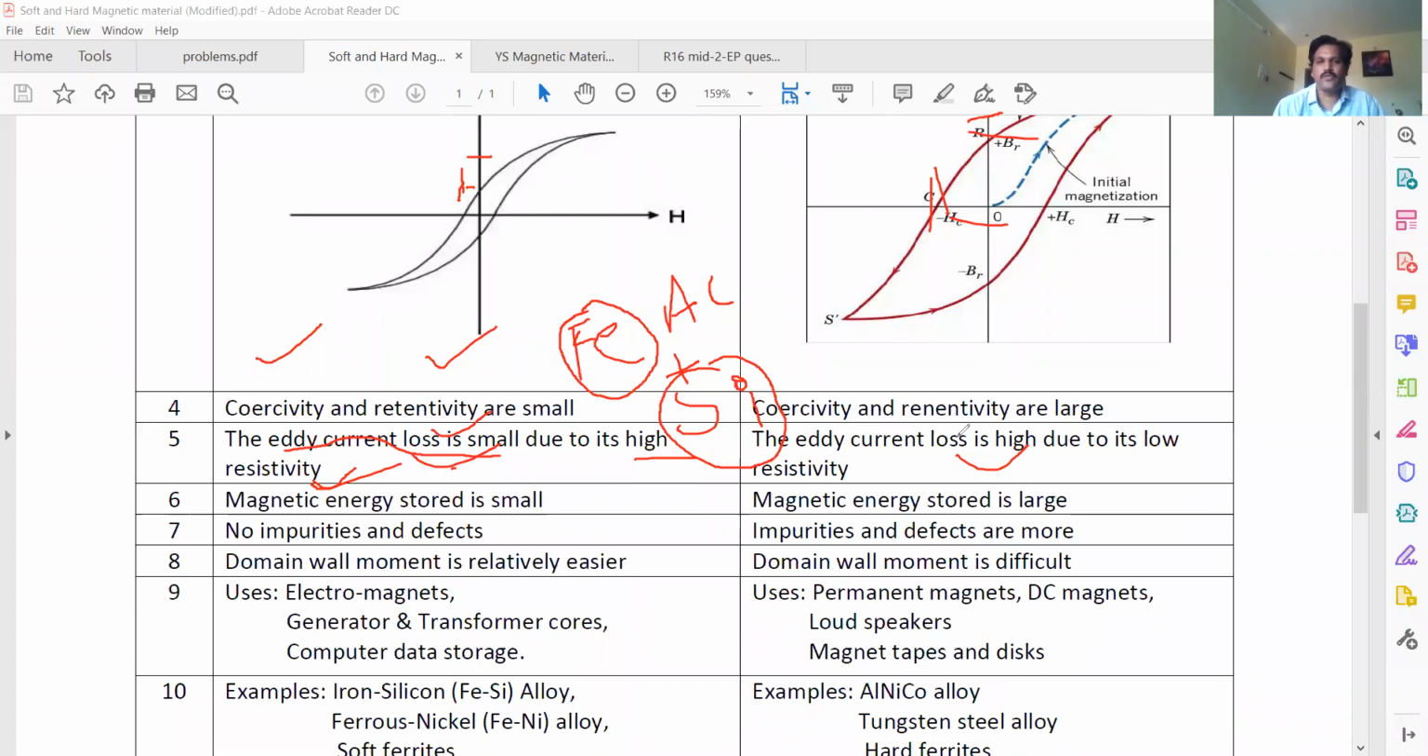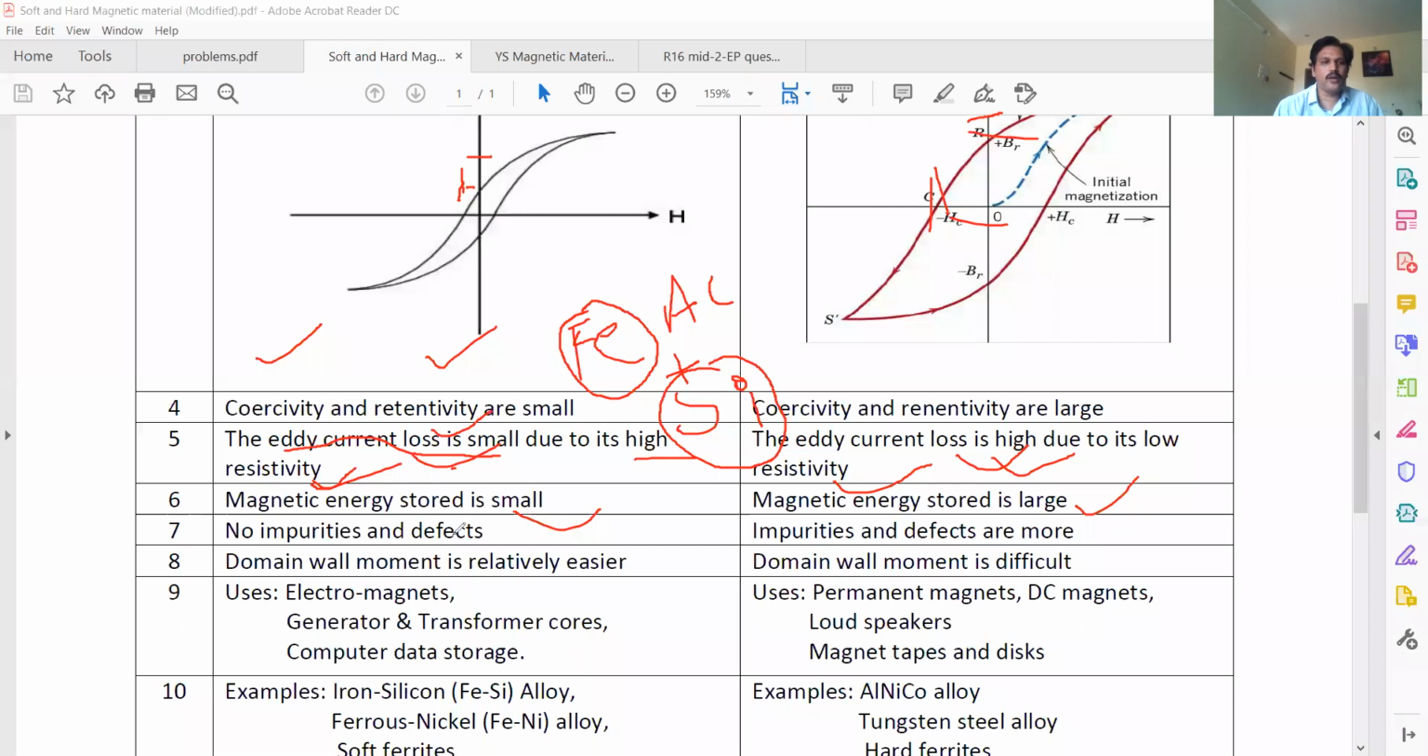In hard magnetic materials, eddy current loss is high due to low resistivity. We cannot increase resistivity here in hard magnetic materials. The loss is there. Magnetic energy stored is small here: the smaller the area, the less energy stored. In hard materials, the energy stored is large.